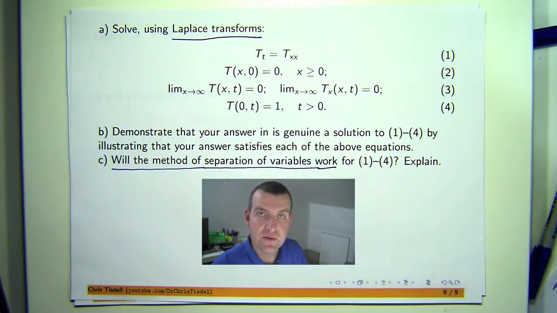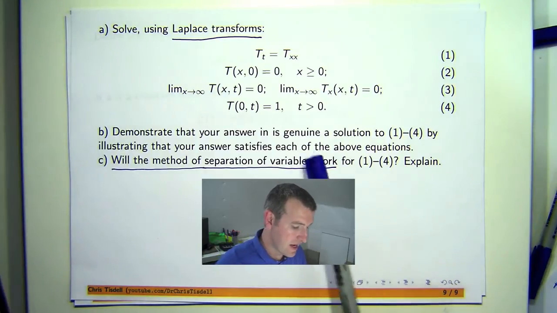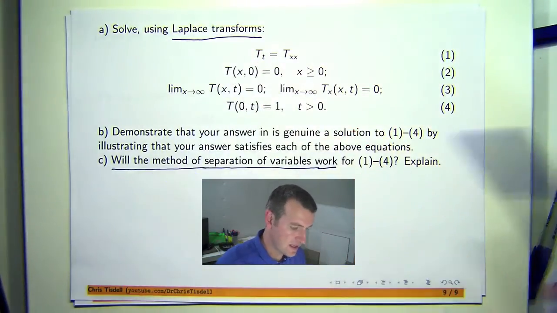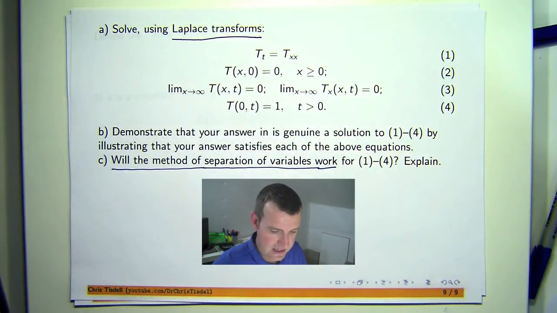Now, if you're familiar with partial differential equations, or you may have studied it in a previous course, you may be familiar with the method of separation of variables. Now, part C is a really interesting question because it's asking you, can the method of Laplace transforms do something that the method of separation of variables cannot do? Okay, so we're going to work our way through each of these steps and just work through it.